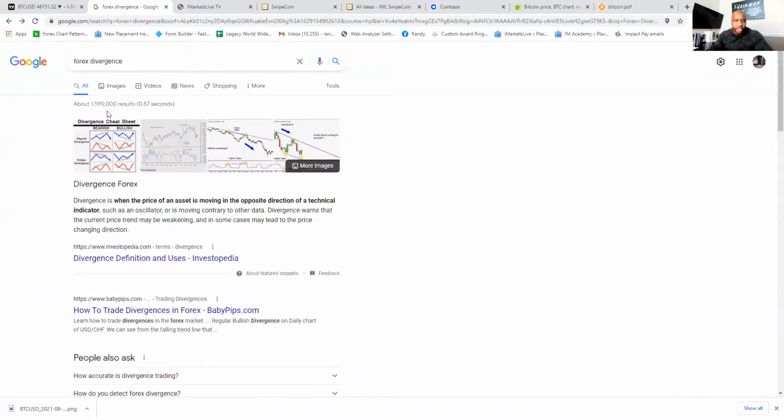Divergence in the Forex market, you can see some pictures here. Divergence is when the price of an asset, whether it be Bitcoin, Ethereum, or any other crypto or stock out there, is moving in the opposite direction of a technical indicator, such as an oscillator, or is moving contrary to other data. Divergence warns that the current price trend may be weakening and in some cases may lead to the price changing directions. So this is always called the trader's secret.